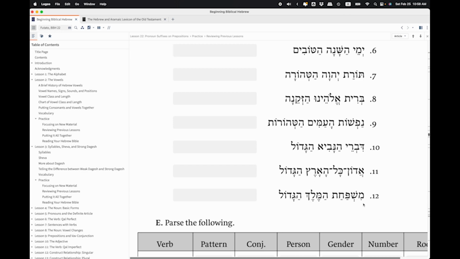Number 12, we've got Mishpachat HaMelech Ha'Gadol. Mishpachat is in construct. We see the Patak Tav, feminine singular construct ending. So this would be Mishpacha is the family or the clan of the king, the great. So is it the great family or is it the great king? Well, Hagadol is masculine singular. Mishpachat is feminine singular. Melech is masculine singular. So this would have to be the family or the clan of the great king.